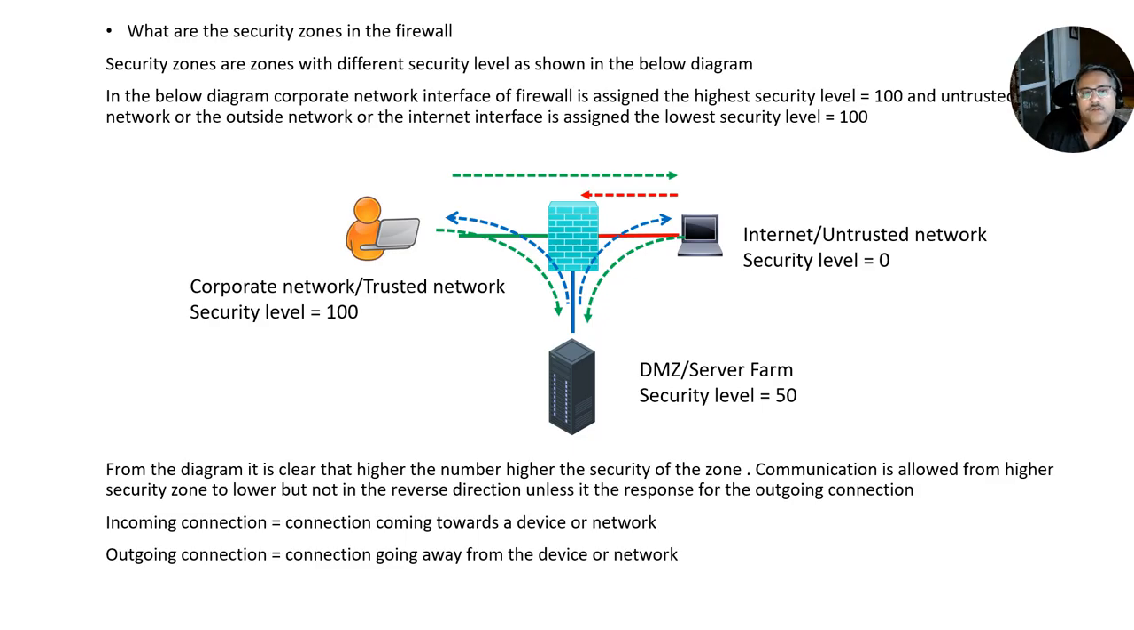That is how the configuration is done on the firewall. When I say incoming connection, it means the connection going towards the device or coming inside the network, and outgoing connection means the connection going away from the device or outside the network.